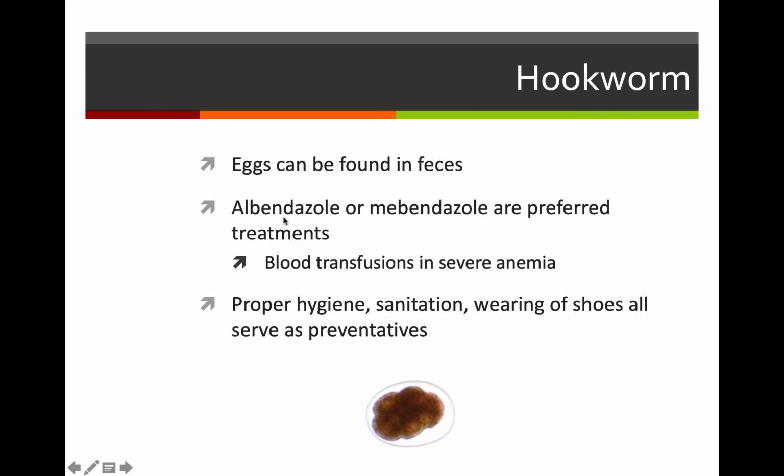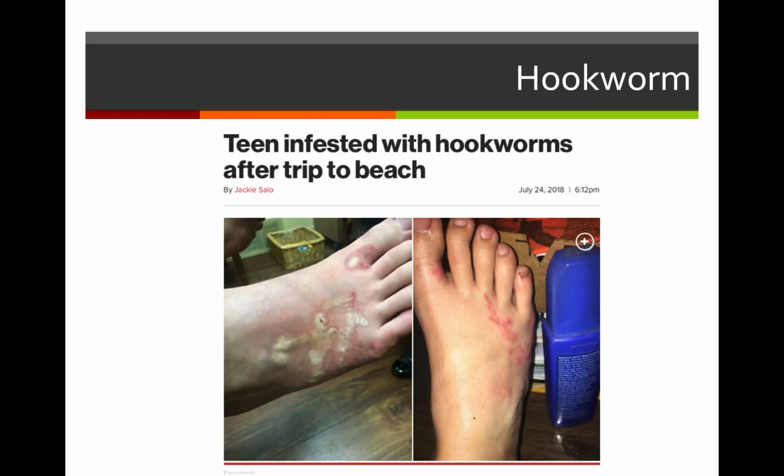Again, our recommended treatments are the albendazole or the mebendazole to get rid of the adult worms. Blood transfusions can be useful in any of our patients who may have developed symptoms of anemia, but again, that's not terribly common. Proper hygiene, sanitation, wearing of shoes, treating of your pets can all serve as preventatives. And so I saw this headline a couple years ago, a teen infested with hookworms after a trip to the beach. I thought that was pretty disgusting, so I thought I'd share it with you too.